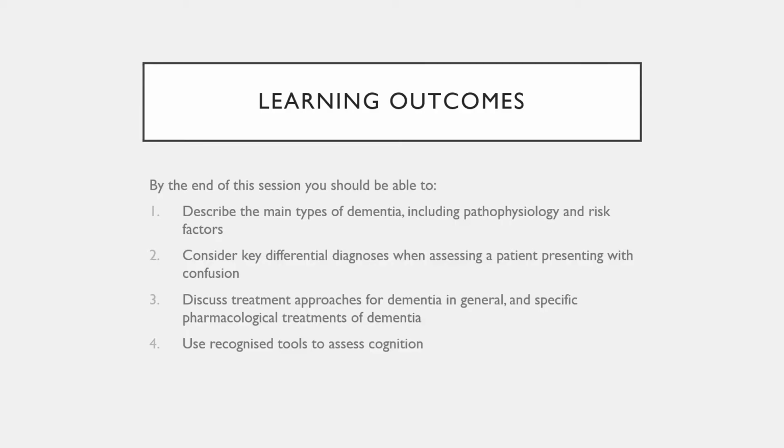So the learning outcomes for this session: by the end of this session you should be able to describe the main types of dementia including brief pathophysiology and risk factors, consider key differential diagnoses when assessing a patient presenting with memory loss or confusion. You should be able to discuss treatment approaches for dementia in general and specific pharmacological treatments of dementia, and you should be able to use recognised tools to assess cognition.